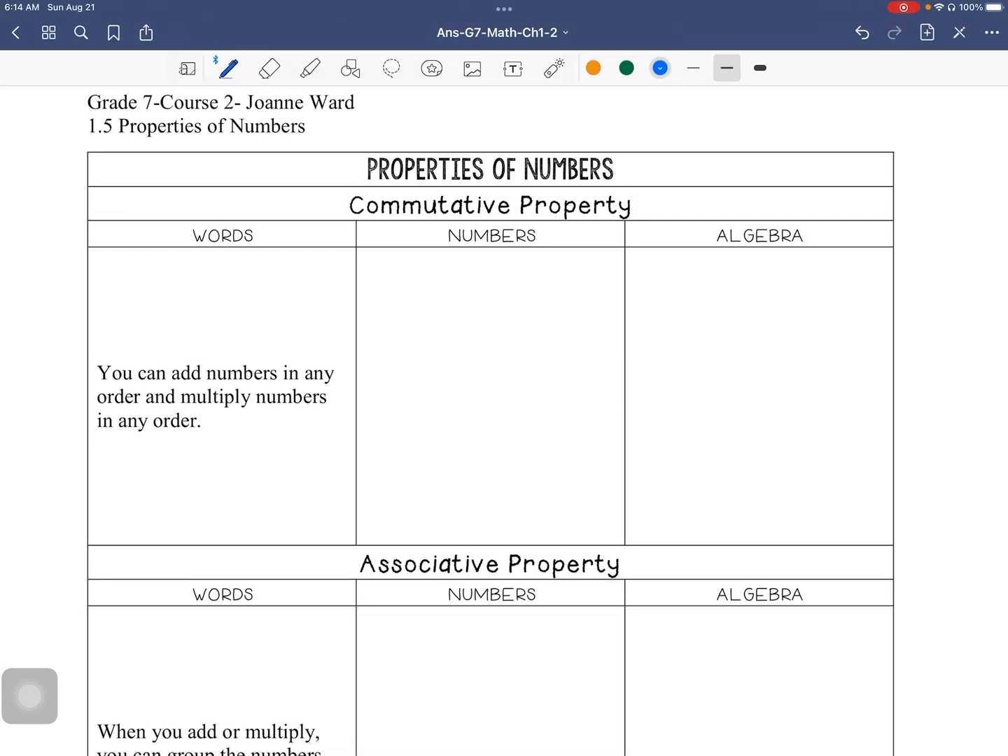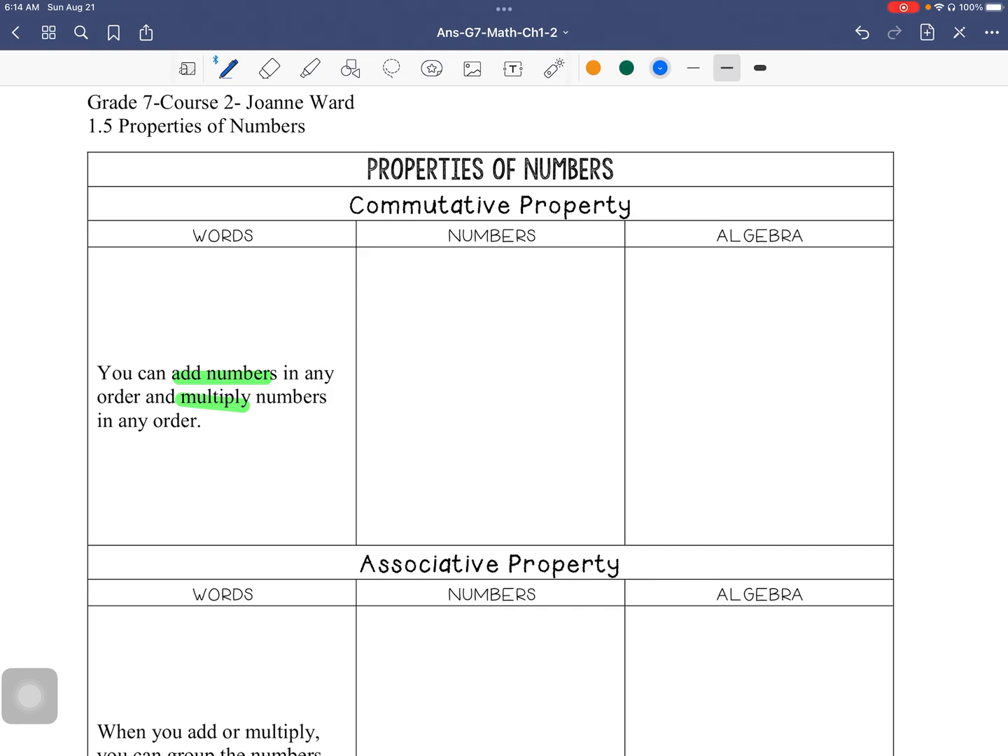So then course 7, 1.5, we want to talk about properties of numbers. So here we want to introduce you several properties of numbers. Number 1 is commutative property. Commutative property means that we can add numbers in any order and multiply numbers in any order, but it only applies to addition and multiplication.